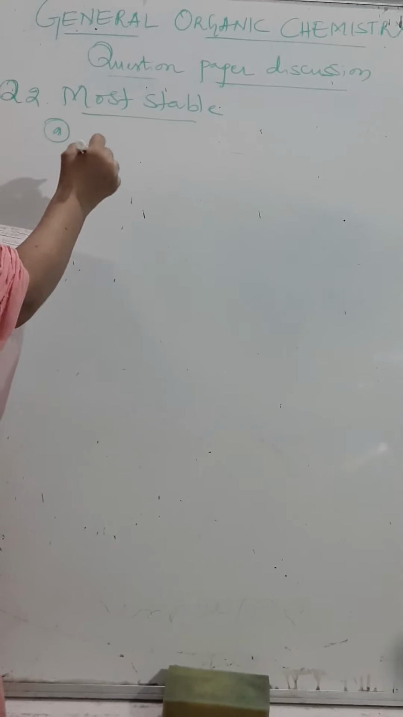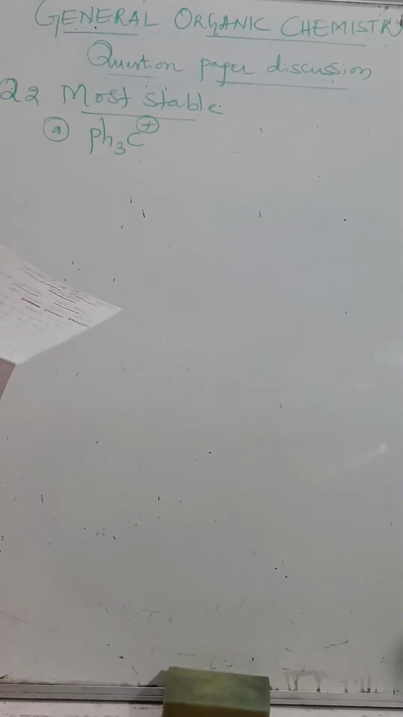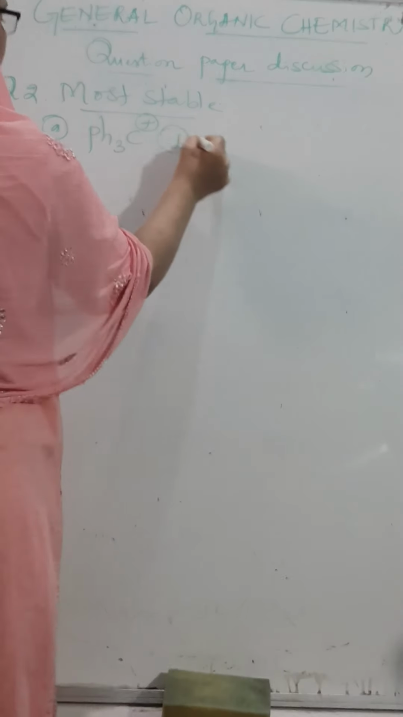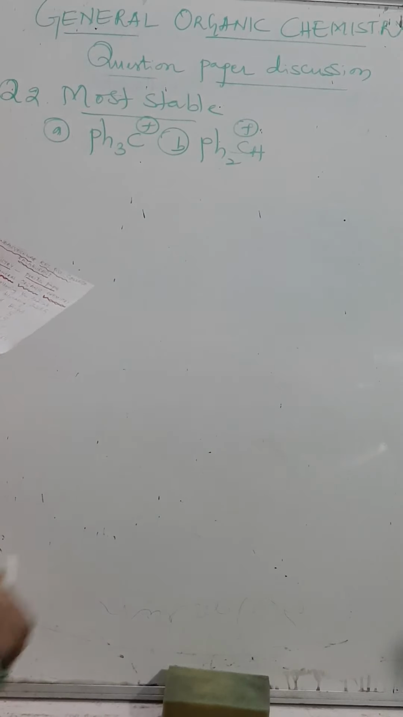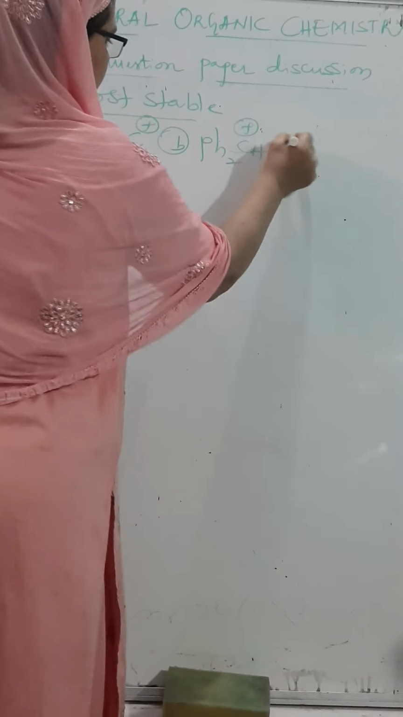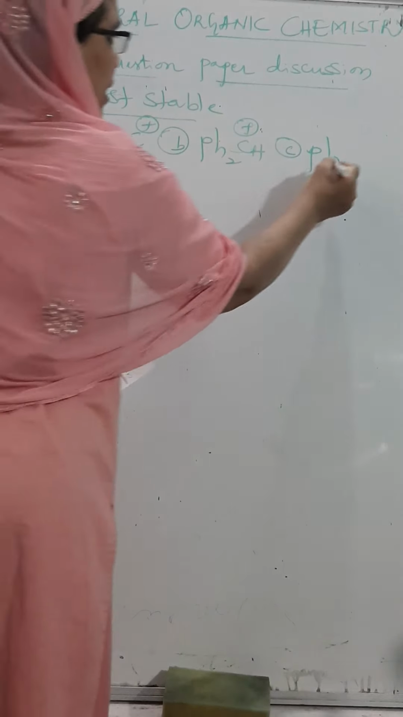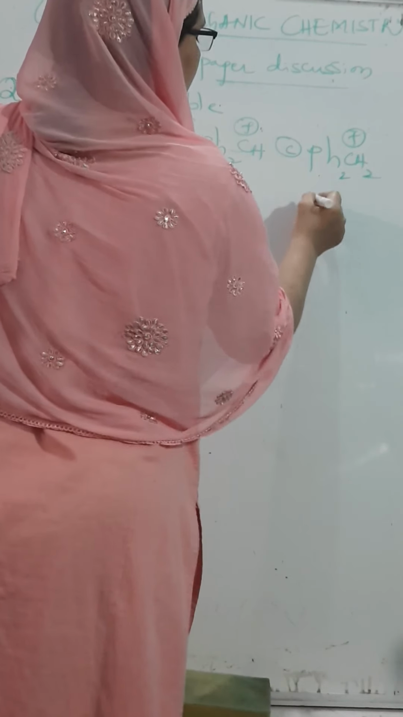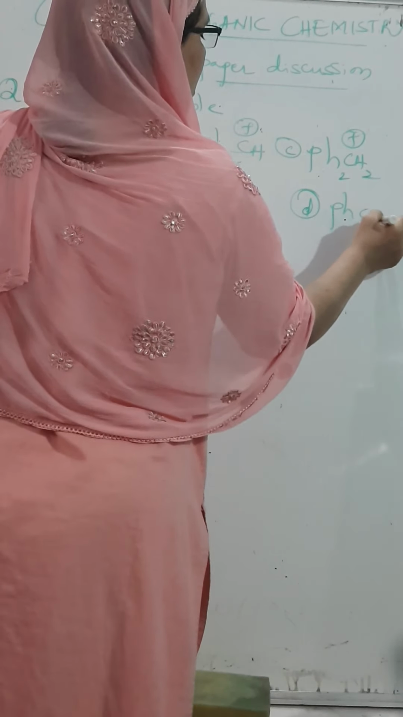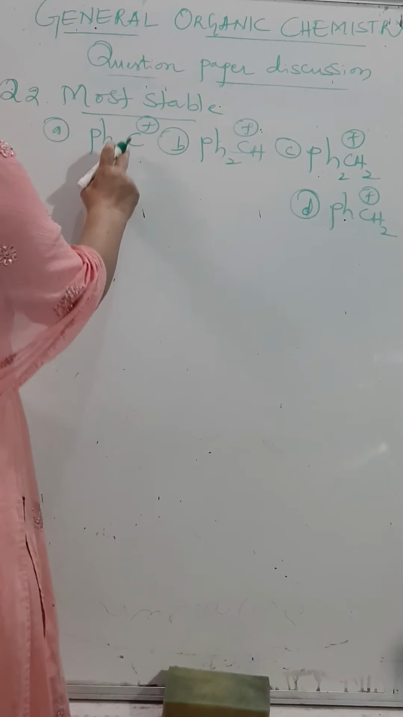First option, what have they mentioned? Ph3C+. Second option: Ph2CH+. All the options are related to what? Carbocation. Correct. Third option: PhCH2+. It is a benzylic. And the fourth option is also related to a carbocation, with diphenyl whereas the other is monophenyl, and the first is the triphenyl carbocation.